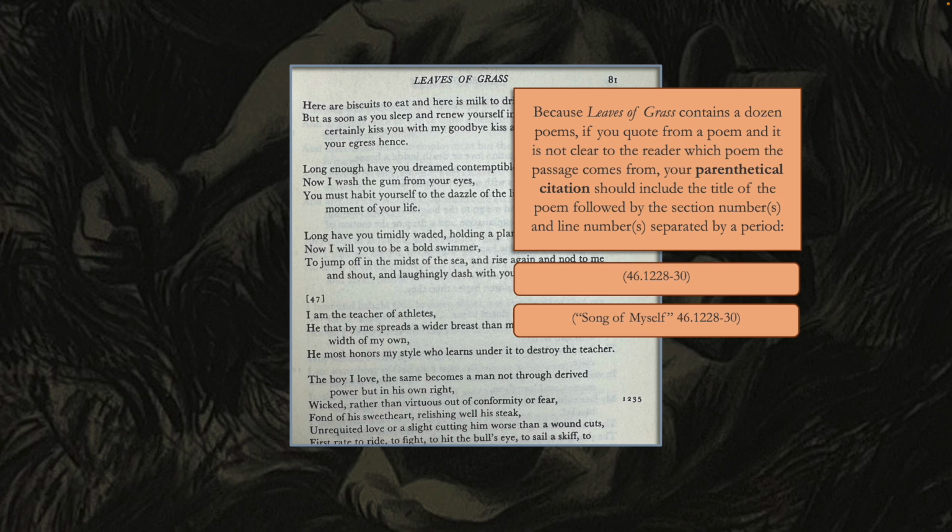In yet another scenario, maybe you're quoting not just Walt Whitman, but other poets. So it might be appropriate in some situations to actually include Whitman himself, followed by a comma. So Whitman, comma, title of the poem, followed by the section and line numbers. And there are a few other scenarios as well, but these would be the 3 that would be the most common. Most of the time, I would expect you just to use the first 2 for the assignments in this class.